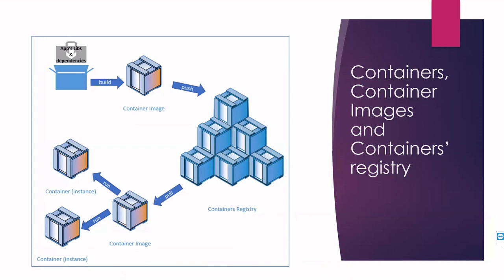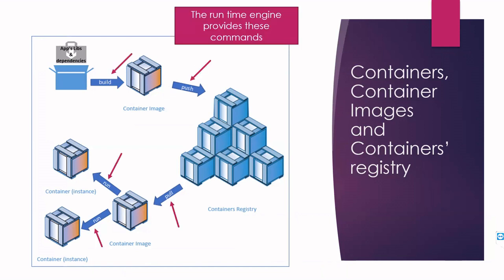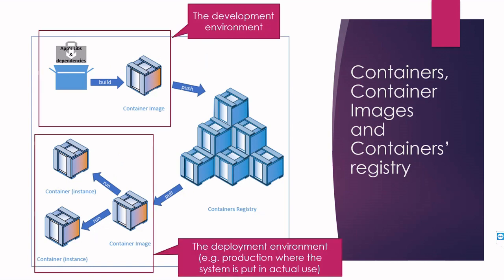There is a difference between a container and a container image. So here's the process of creating a containerized application. Now, we typically would have two different environments, but we have some commands that allow us to go through these processes. What we can see here, we talked about four different components, right? The container itself, container image, registry, and runtime engine. So where is the runtime engine in this image? It's the software that provides these commands.